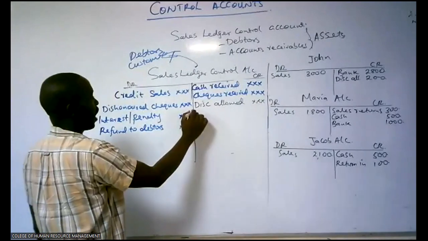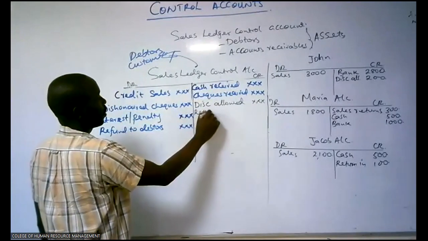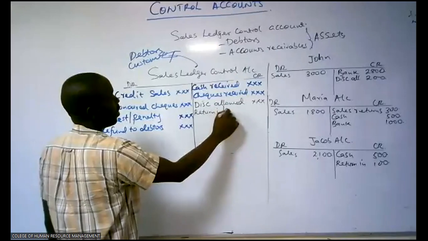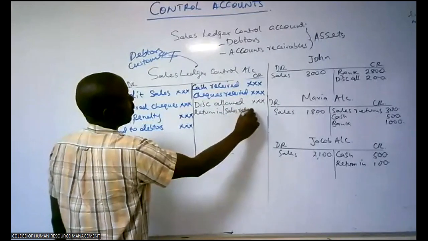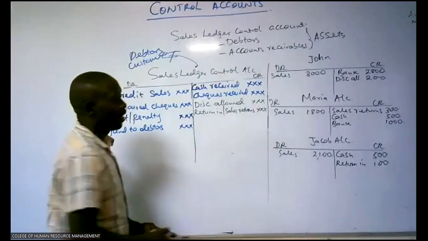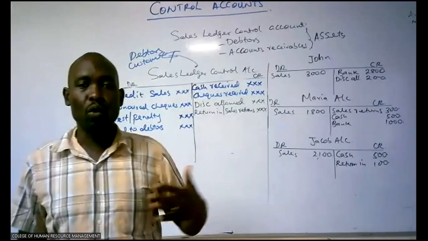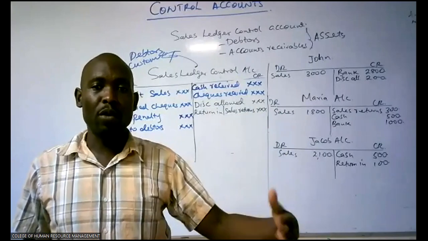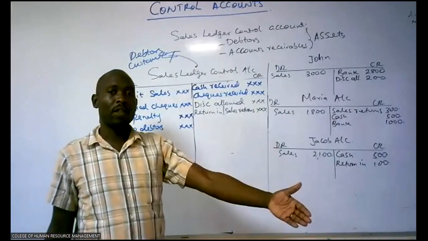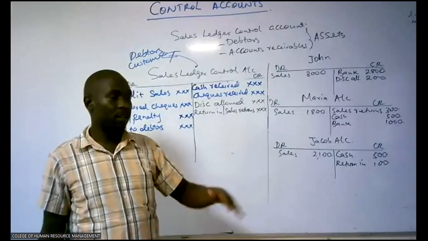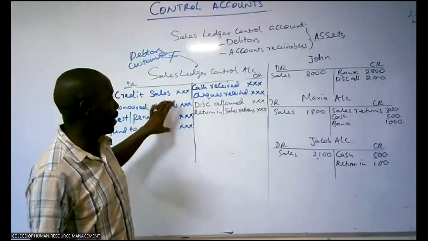The other one is return inwards. Remember, this one is the same as sales returns. When customers return some goods to you, what they are supposed to pay you reduces because you cannot charge them for what they have not actually consumed. What they have returned reduces what you had debited.